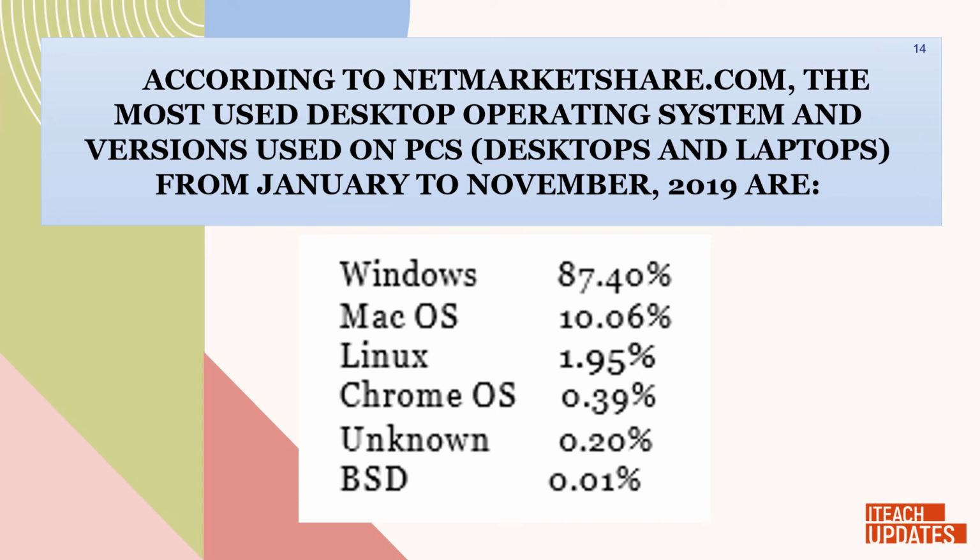According to netmarketshare.com, the most used desktop operating systems and versions used on PCs, or desktops and laptops, from January to November 2019 are Windows 87.40%, Mac OS 10.06%, Linux 1.95%, Chrome OS 0.39%, Unknown 0.20%, and BSD 0.01%.